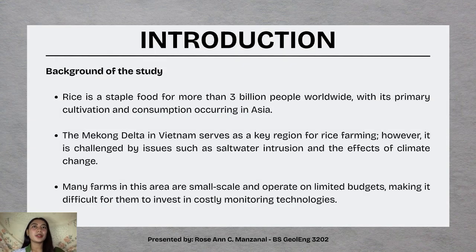To begin with, rice is a staple food for over 3 billion people worldwide, and the majority of this rice is grown and consumed in Asia. One of the most important production areas is the Vietnamese Mekong Delta, which plays a vital role in Vietnam's food security and rice exports. However, the region is increasingly under threat from climate change, particularly saltwater intrusion, which affects not only rice yields but also the livelihood of millions of smallholder farmers.